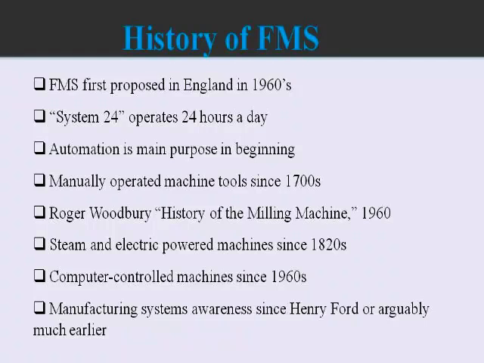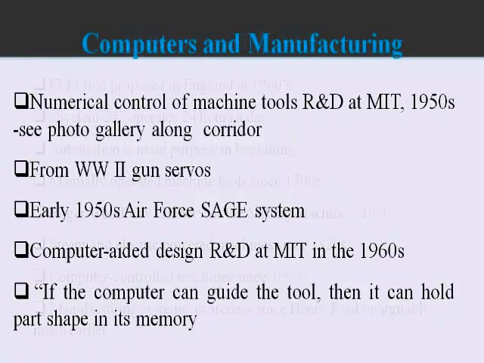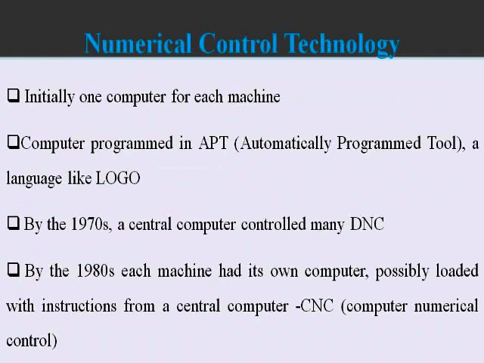Manufacturing systems awareness has existed since Henry Ford's time, that is from 1910 onwards. Numerical control of machine tools had its R&D efforts and development at MIT during the 1950s. From the Second World War, the gun servos, and in the early 50s the important SAGE project, then computer-aided design at MIT in the 1960s. The main emphasis is that if the computer can guide the tool, then it can hold part shape in its memory. So let us discuss partly the numerical control technology.